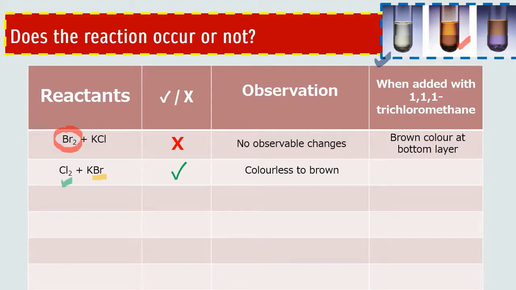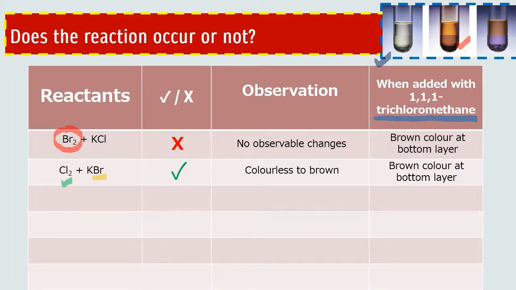Because bromide ions have released electrons and formed bromine molecules, they will be detected by 1,1,1-trichloromethane, which shows a brown color at the bottom layer. This time, the brown color at the bottom layer detects the presence of bromine molecules that are the product of the displacement reaction.